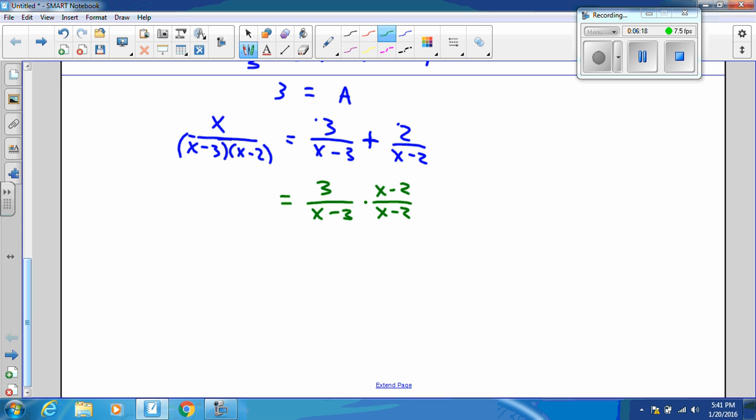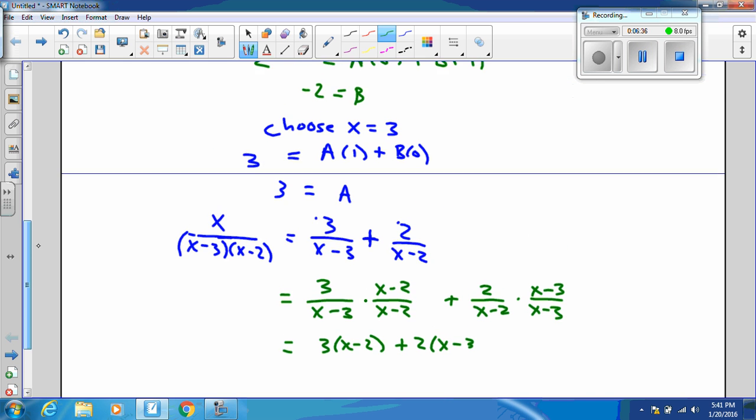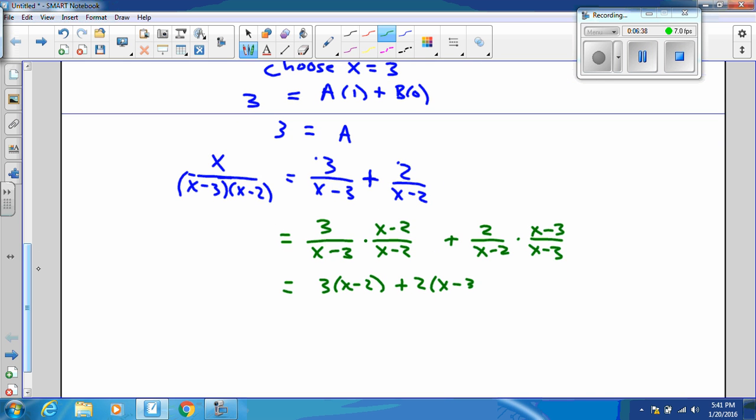I can get a common denominator by multiplying the first fraction by x minus 2 over x minus 2. And I can get a common denominator by multiplying the second fraction by x minus 3 over x minus 3. And that gives me 3 times x minus 2 plus 2 times x minus 3. Excuse me, there's a negative 2 that I missed here. Yes, b was negative 2.